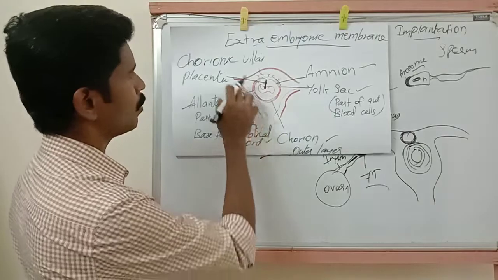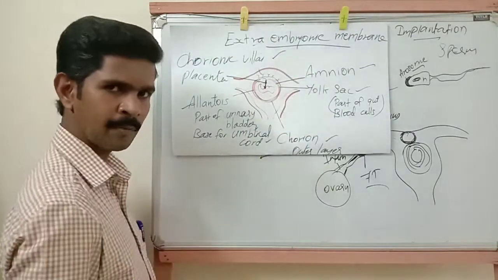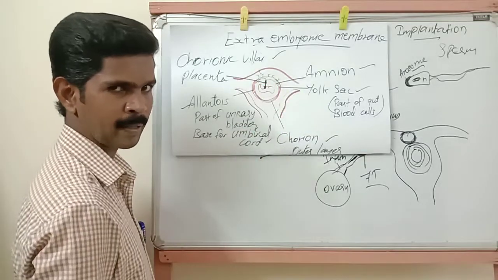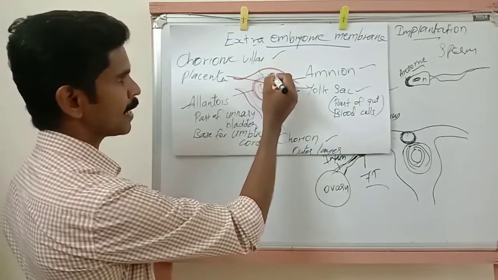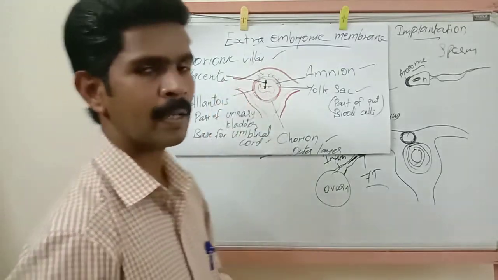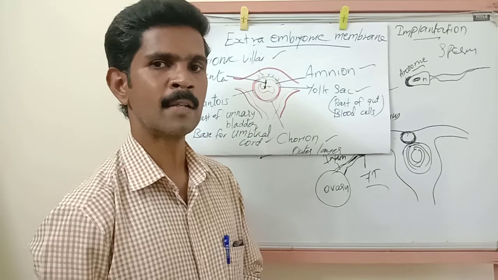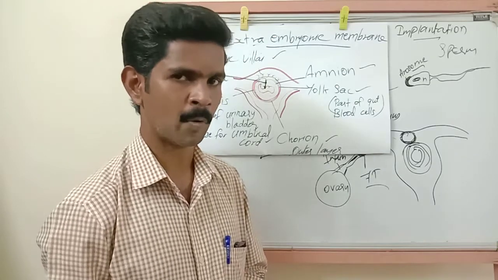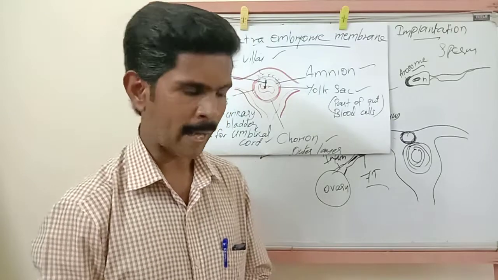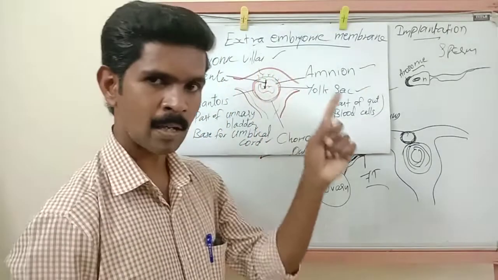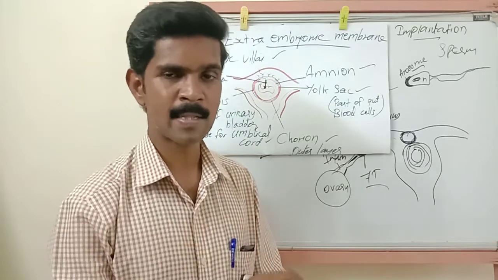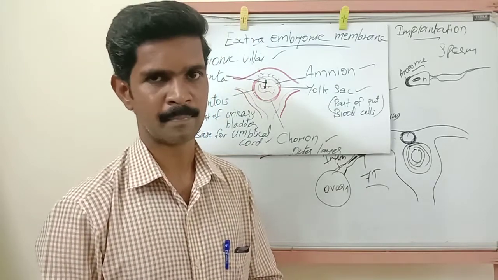Then one more structure is there. This is called chorionic villi. That means in the anterior region of these layers, small finger-like projections are there. They are called chorionic villi. The chorionic villi consist of a large amount of fetal blood. And the chorionic villi are also surrounded by a long tube-like structure. It is called sinus. The sinus consists of the mother's blood.